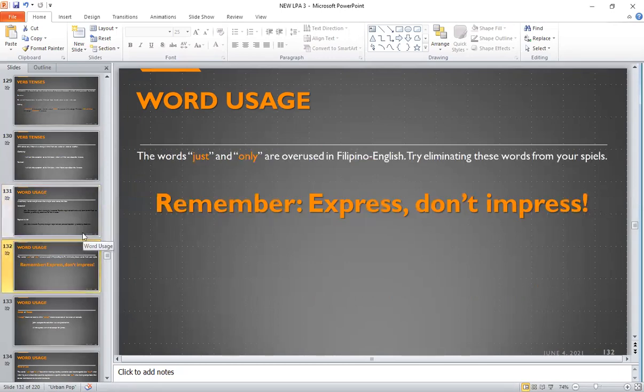So you have to remember: express, don't impress. Sometimes we use too many flowery words, especially when we're writing. So make sure that you just convey the meaning of what you're saying. Don't write too much. Make it simple.